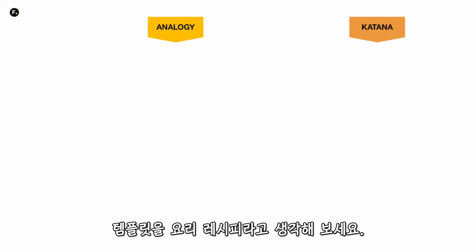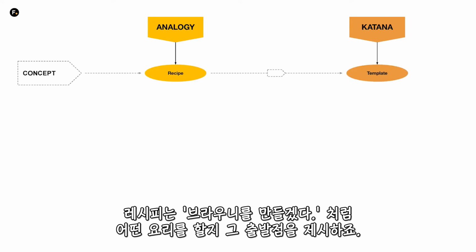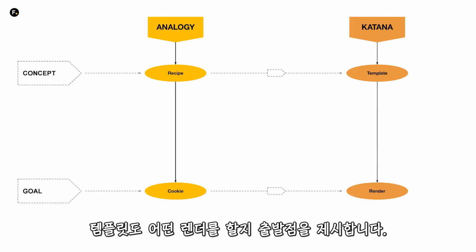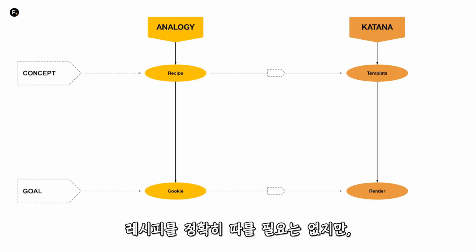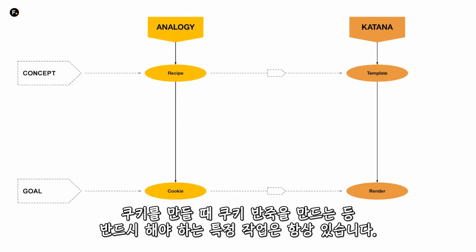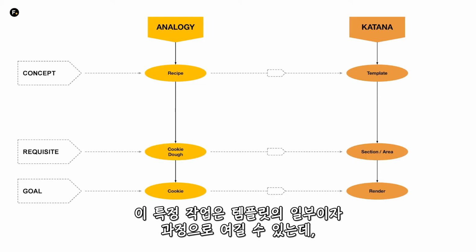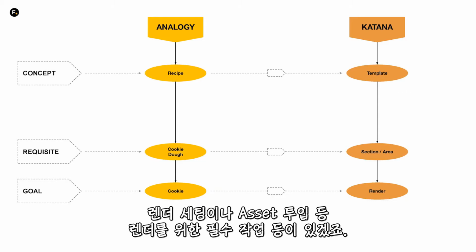Think of a template like a cooking recipe. The cooking recipe serves as a starting point for us to cook something, such as a brownie, as the template serves as our starting point for creating a render. We don't have to follow the recipe exactly, but there will always be specific things that we need to do to accomplish our task of creating a cookie, such as creating the cookie dough. This specific task can be thought of as a part or step of the template, such as the render settings, or asset injections, or another vital part that is required in order to create a render.